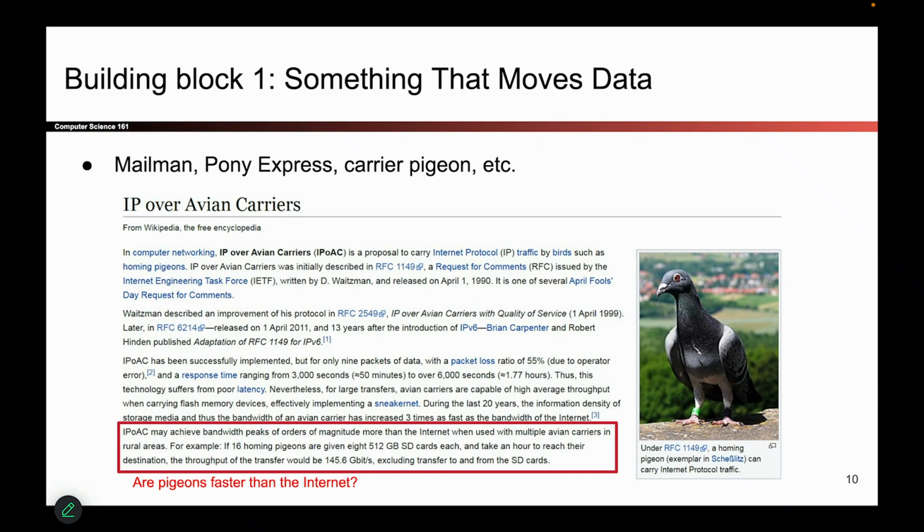In the 1800s, they'd have some guy on a horse, and the horse would ride across the Wild West to carry your mail. You could have a carrier pigeon, and you tie the mail to the pigeon, and the pigeon flies away to its destination. You could have a truck with mail. There's all these different physical processes, and all of them allow you to move data from point A to point B. So this is the very first thing we need to start building our network, just anything that physically moves data.